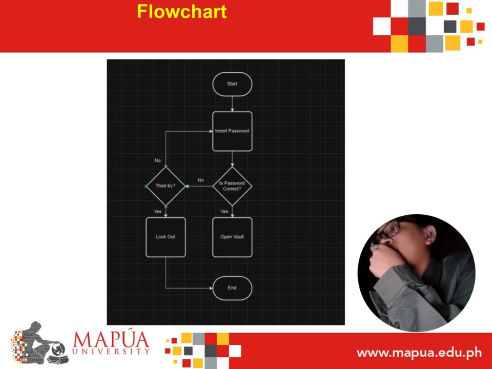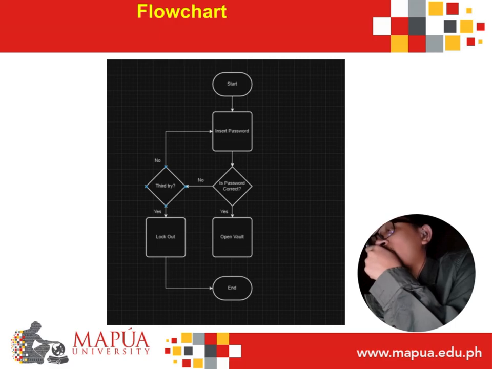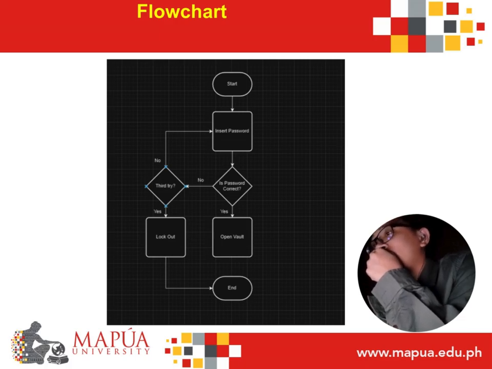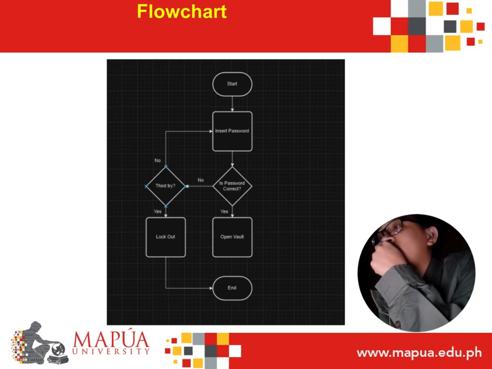Our system starts when the user inputs their password. The system checks if this password is correct or not. If the password is correct, it will open the vault and then end the system. But if the password is not correct, it will check if the user is at their third wrong attempt. If it's not their third wrong attempt, it will go back to insert password, then check again if the new password is correct or not. But if it is their third wrong attempt, then the system will lock them out until they quit the system.